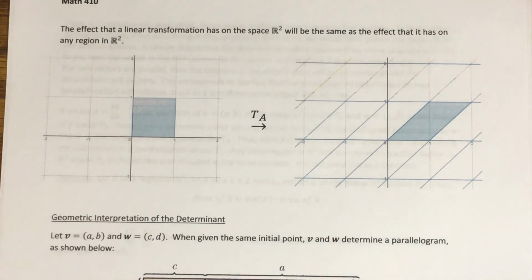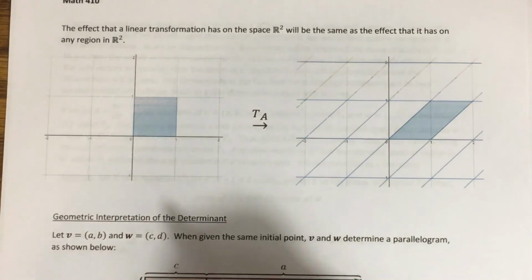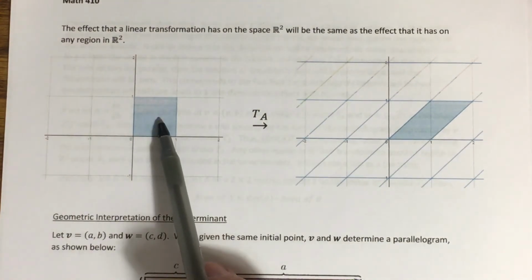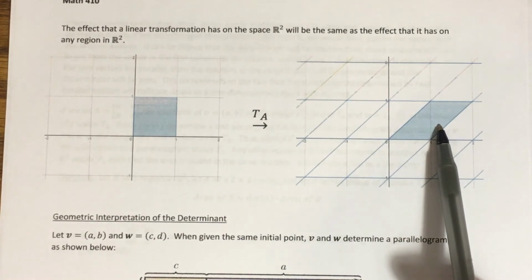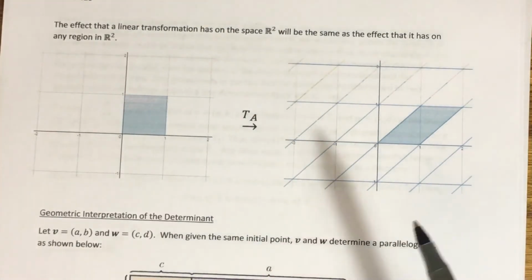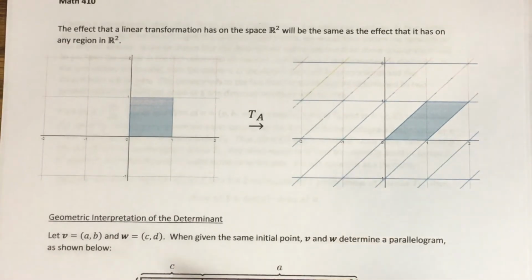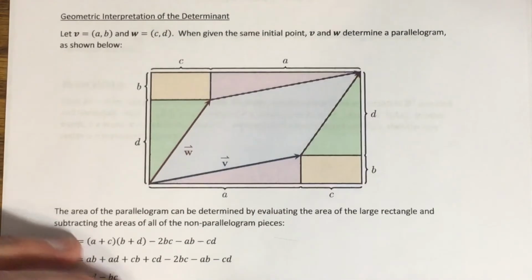Where this gets interesting, I think, is when you start to look at the area of regions here compared to the area of their transformed versions. And that is where we get a geometric interpretation for our determinant. So that's what we're going to talk about next.